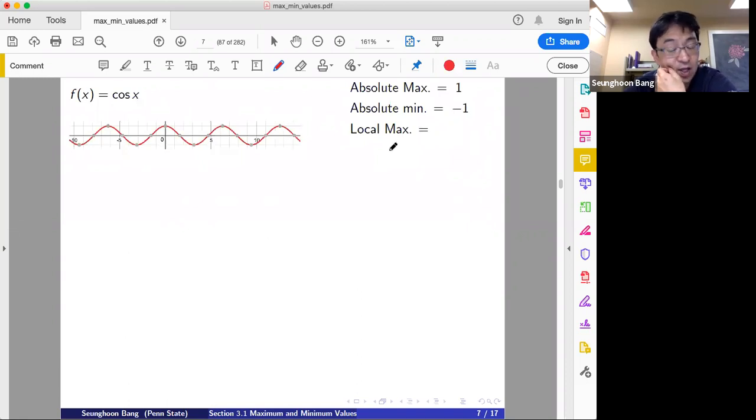What is the local maximum? Could you write your answer on the chatting board? What is the local maximum? No. The local maximum, local minimum, absolute maximum, absolute minimum are y values, not x values here.